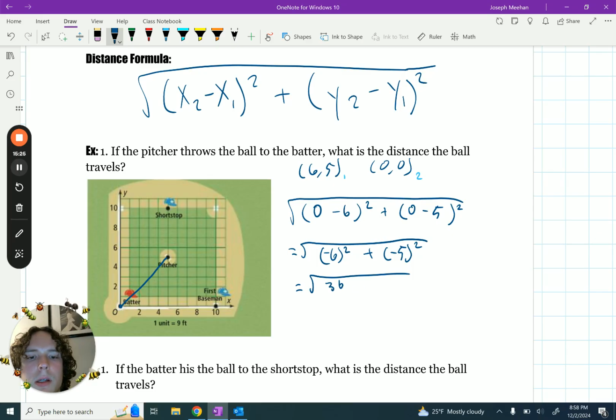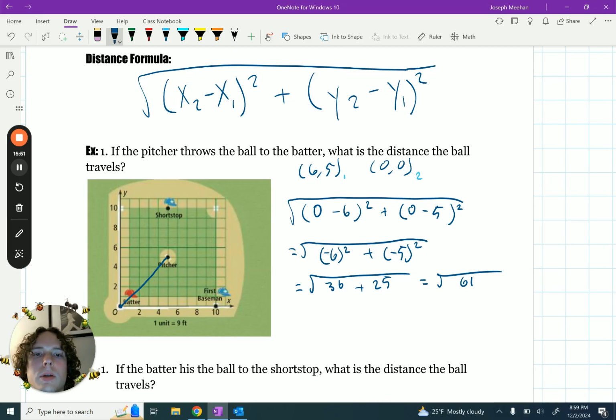What's negative 6 squared? Well, that's 36. What's negative 5 squared? That's 25. And then what's 25 plus 36? Is that 61, I believe? So the square root of 61 would be your answer. And me personally, I don't know about other teachers, but I would just leave it like that. I don't want you to simplify it. I don't want you to plug it in your calculator. If it's not a perfect square, then don't find the square root of it. I think that's your final answer.